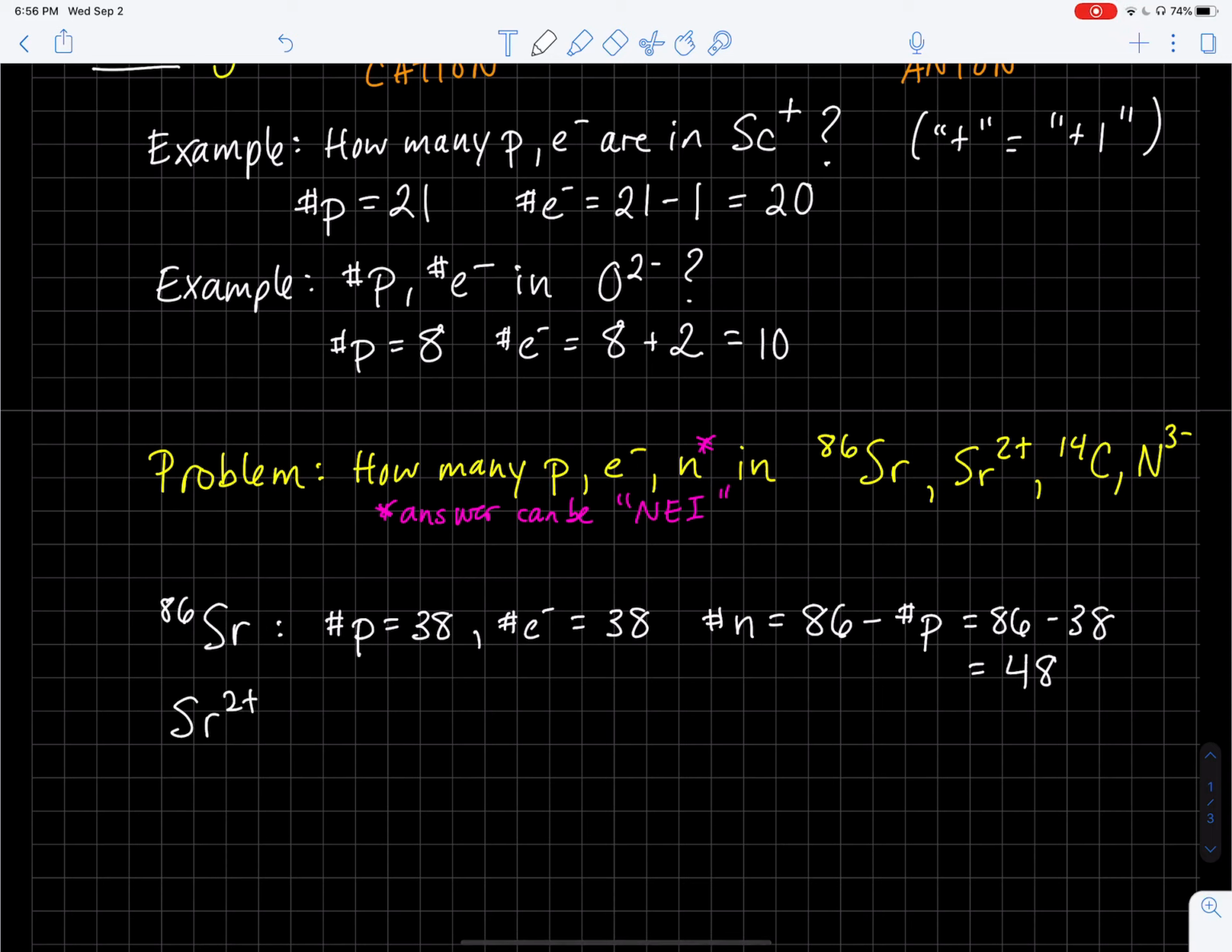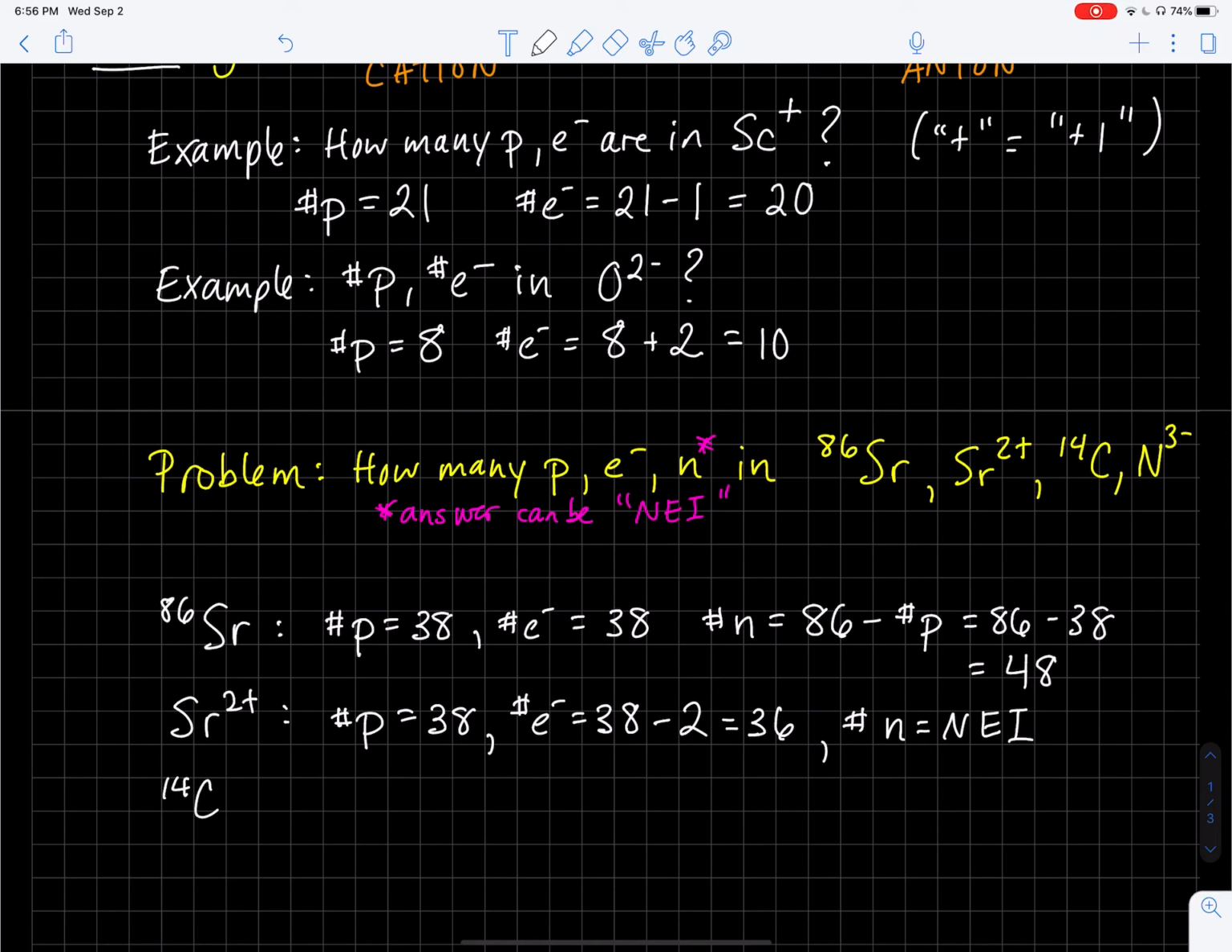All right. Strontium 2 plus, well, it's still strontium, so it's still got 38 protons. It's now an ion. We started with 38. It's positive 2, so we took away 2 negative charges, 2 electrons, so it's got 36 electrons. And this doesn't have a mass number on it, so I have no idea. Not enough information. Could be 48, could be another isotope of strontium.